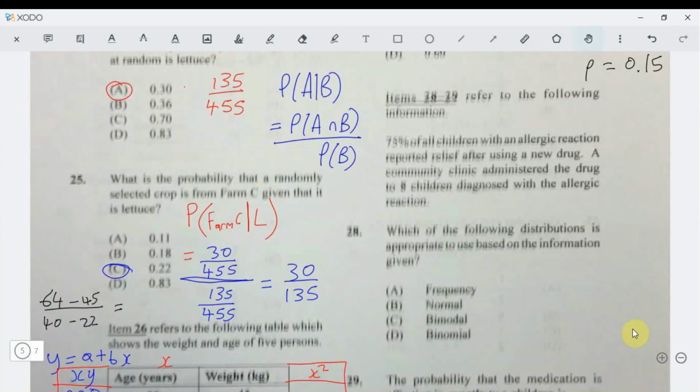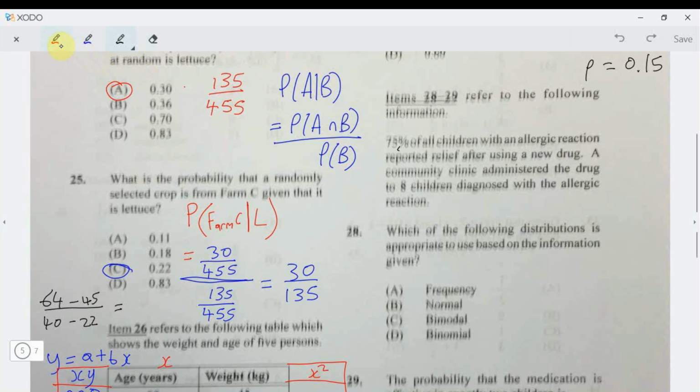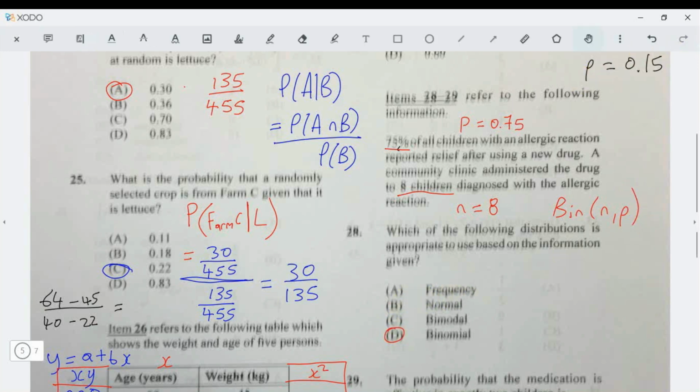Question 28, it says 78%, or is that 75? It's so blurry, guys, don't think it's challenging only for you. It's challenging for me. This page is also blurry. 75% of all children with allergic reaction reported relief after using a new drug. So 0.75 is P. And then they said that the drug is given to 8 children. So N equals 8. Once you get N and P, that is what? Binomial distribution. Because you have N and P. So that's binomial distribution. Alright.